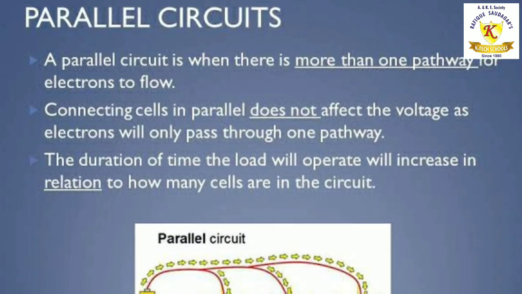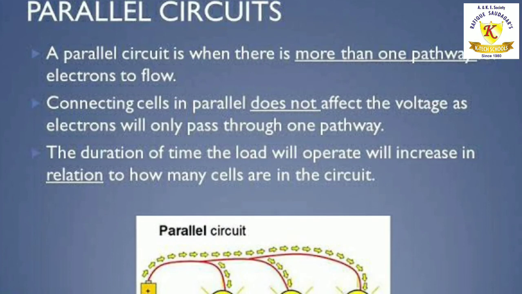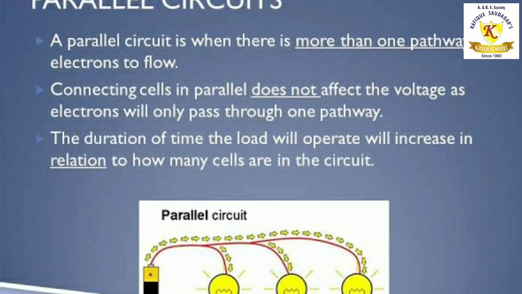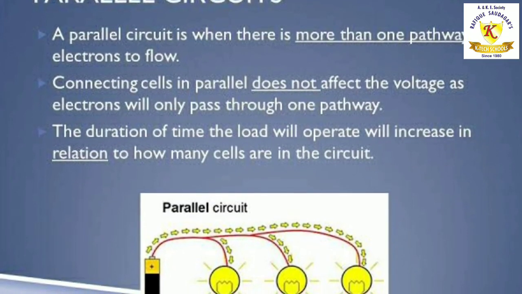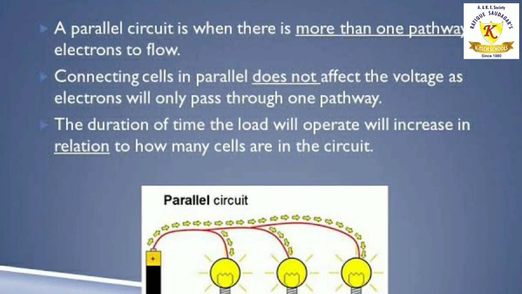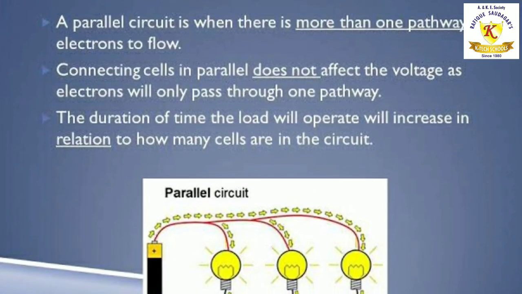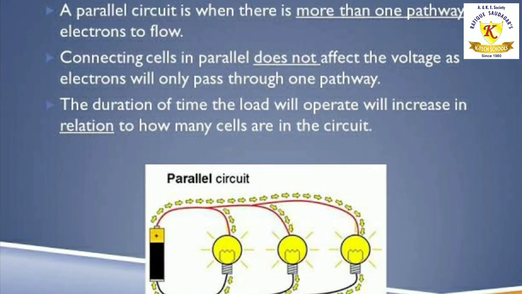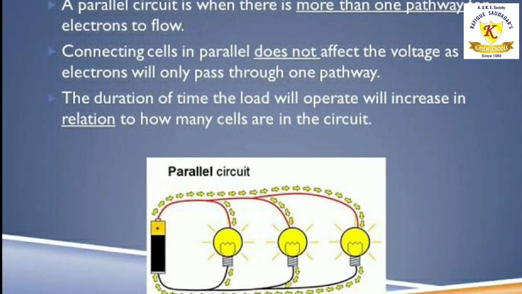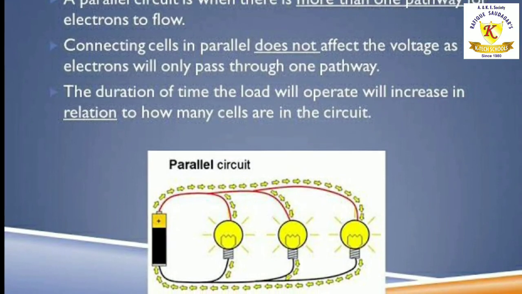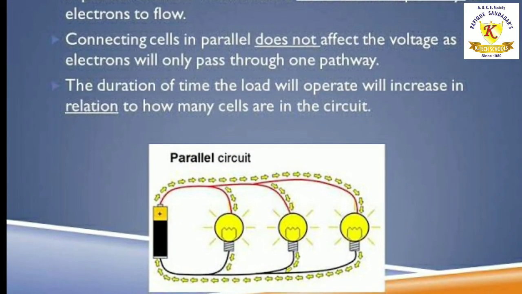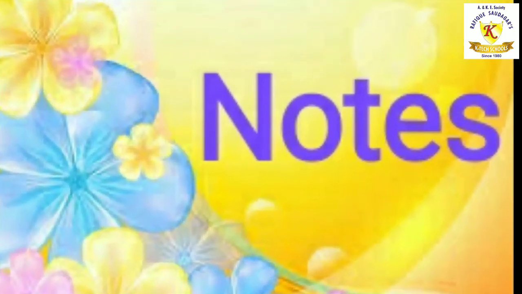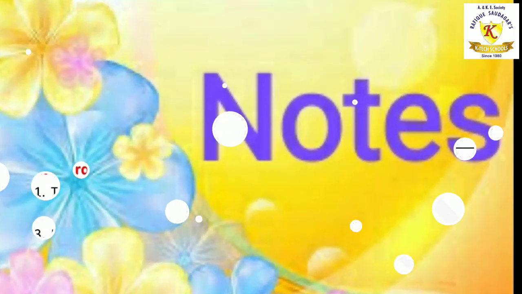A parallel circuit is when there is more than one pathway for electrons to flow. Connecting cells in parallel does not affect the voltage as electrons will only pass through one pathway. The duration of time the load will operate will increase in relation to how many cells are in the circuit. Got it, children? Now let's see the notes for today's topic.